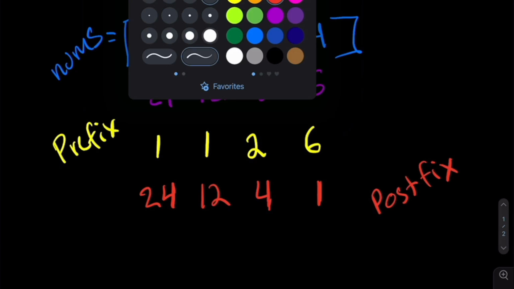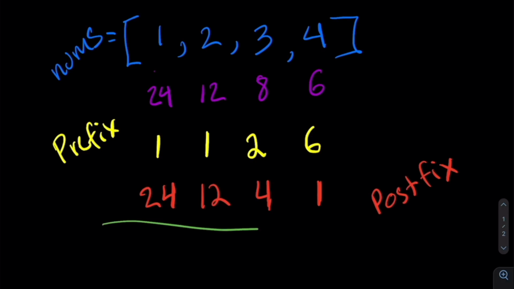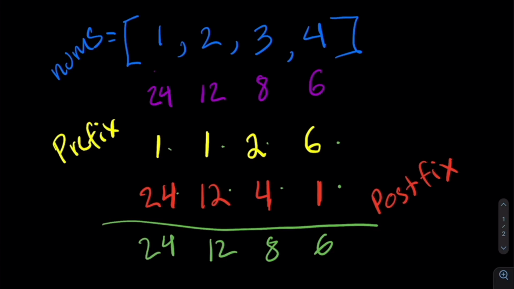And look at this property right now. We can actually easily calculate the final answer doing 6 times 1, which is just 6, 2 times 4, which is 8, 1 times 12, which is just 12, and 1 times 24, which is just 24. And that gives us the final answer. And you can check this with any other numbers, but this is how we calculate the algorithm. So this is the theory.